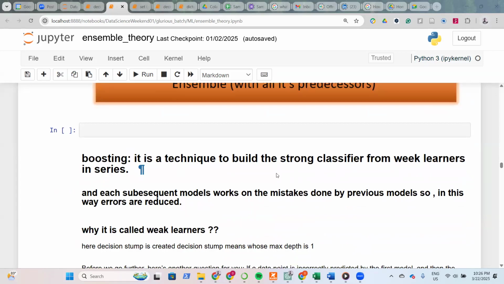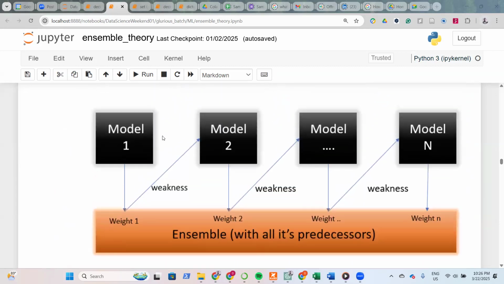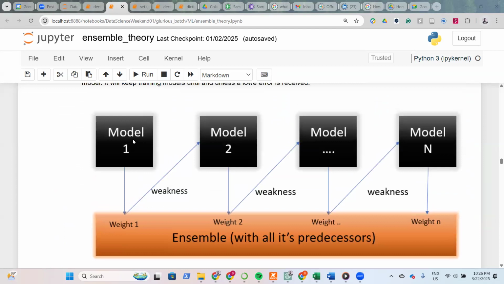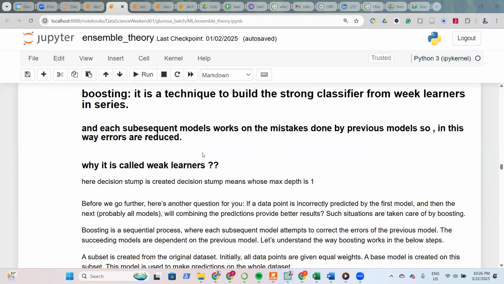So it says boosting is a technique to build strong classifiers from weak learners in series. I call them weak learners or weak models because they are just learning small in a series. And that's how it works. Each subsequent model works on the mistakes done by the previous model. So in this way, errors are reduced. That's just the idea.